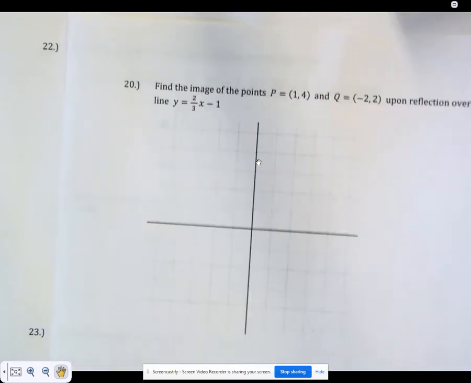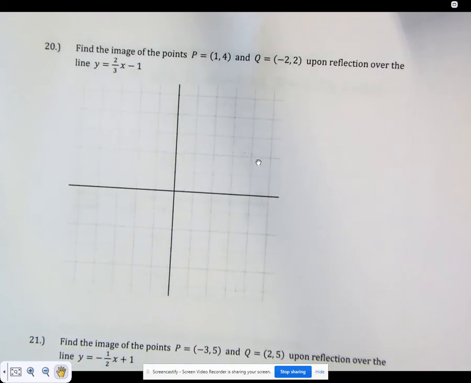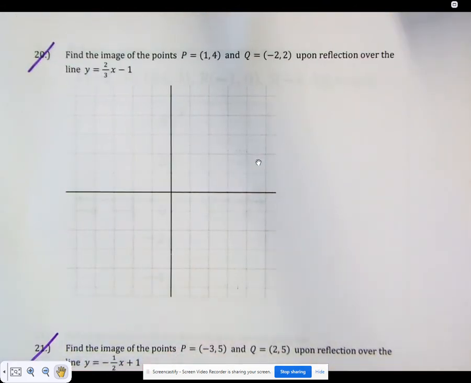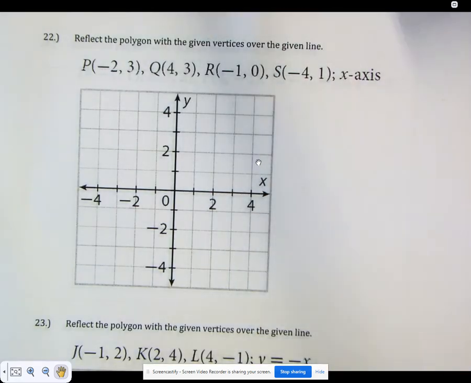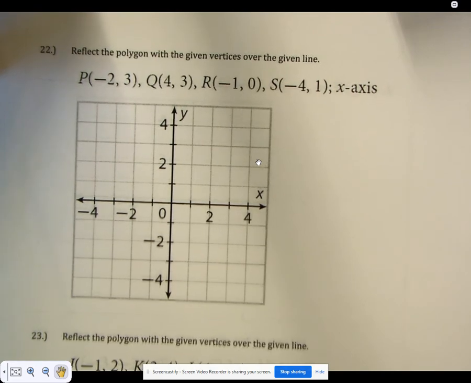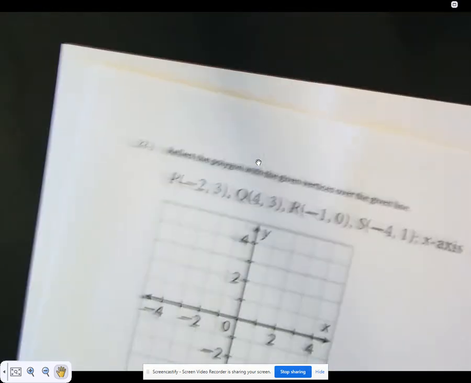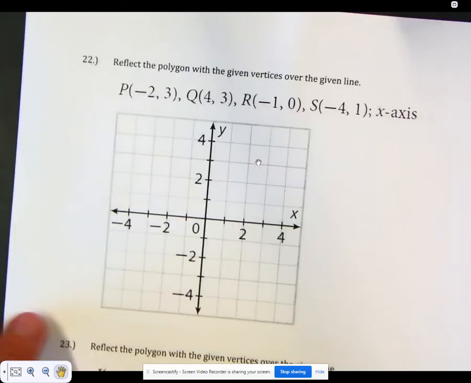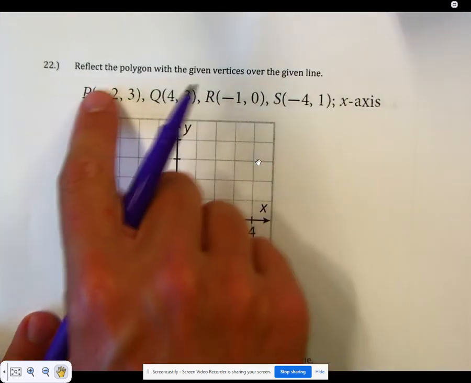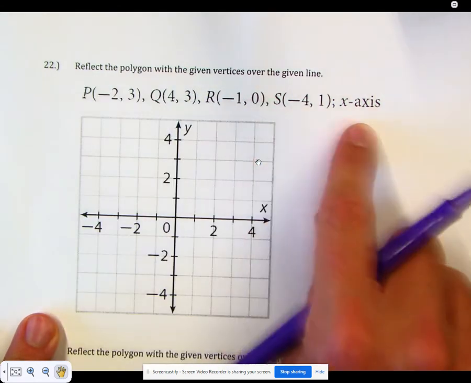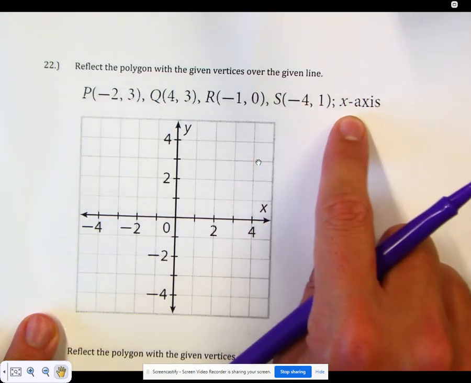Okay, so we're going to skip these two problems. All right, so the last couple here of these are just going to be: you draw the polygon, and then you reflect it over the given line.